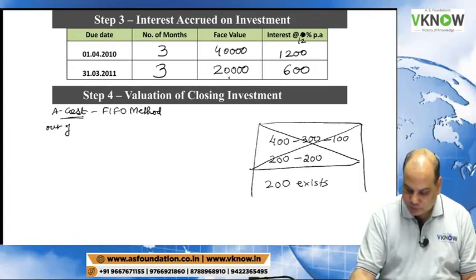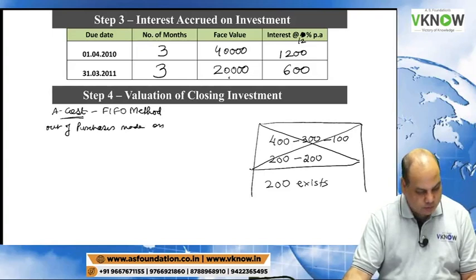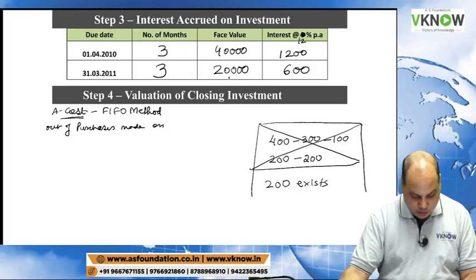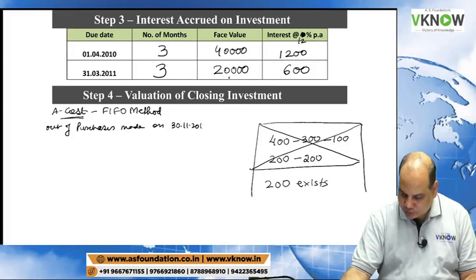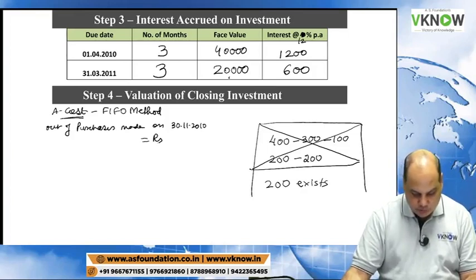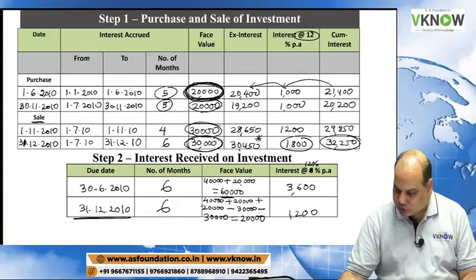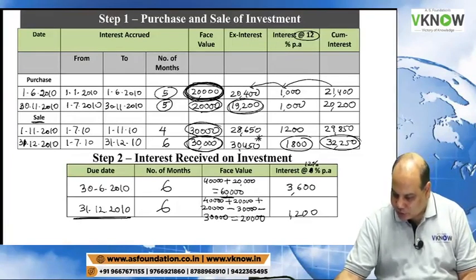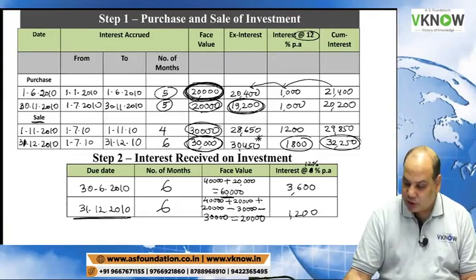out of purchases made on 30th November 2010 is equal to rupees, let us see what was the cost. Can you see this 19,200 here? 19,200.